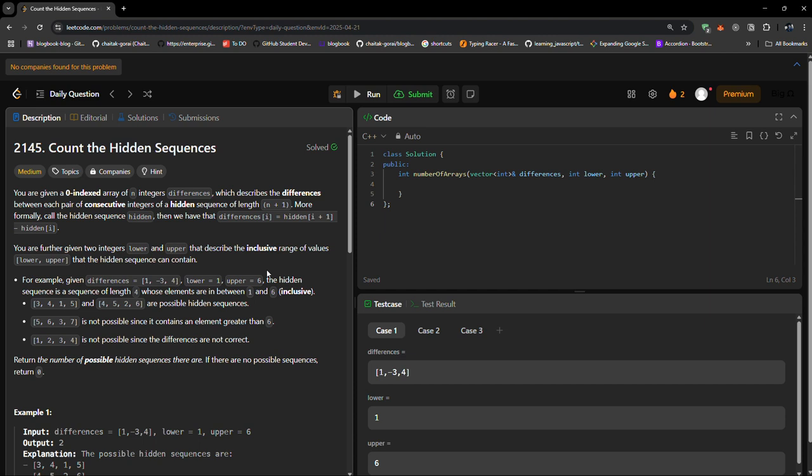Hello everyone, so we are back with the Leetcode daily challenge. In today's problem we are going to solve Count the Hidden Sequences. So let us first try to understand the problem.